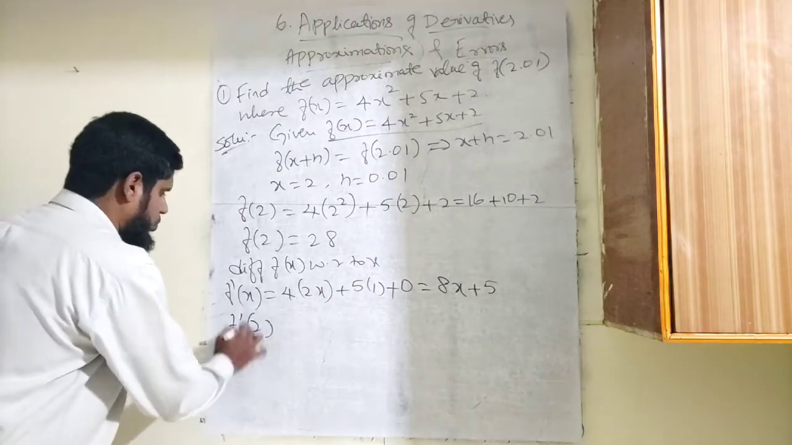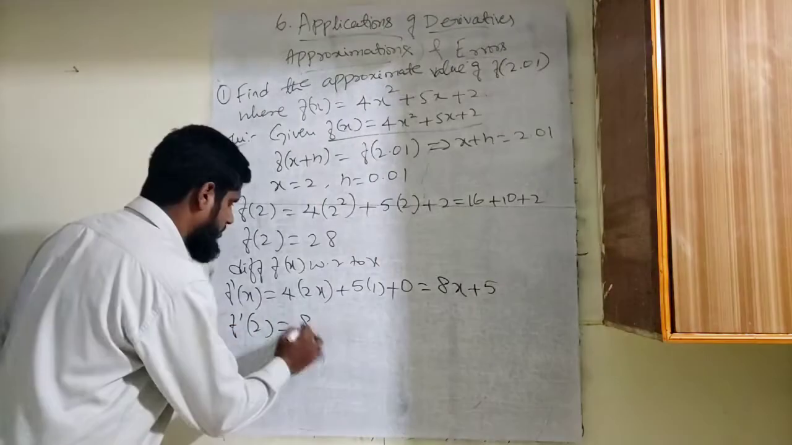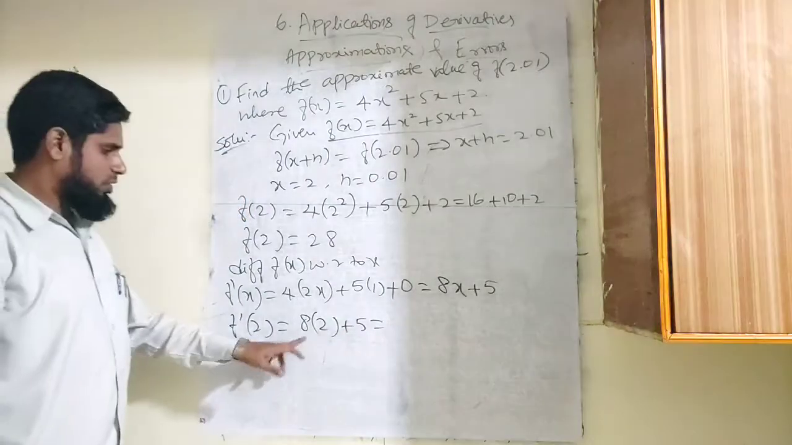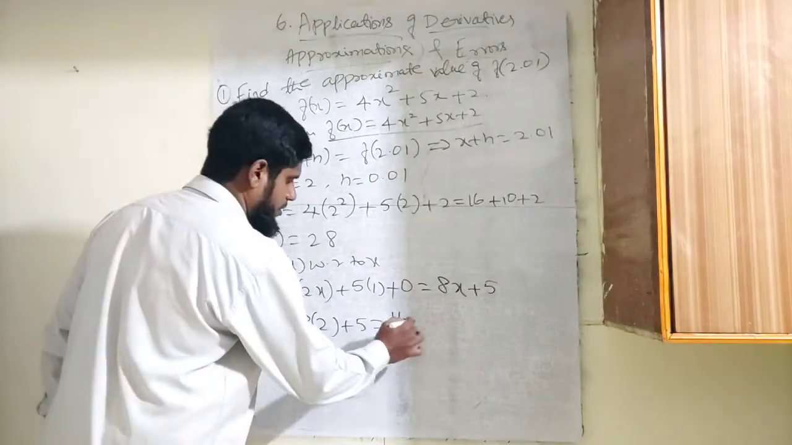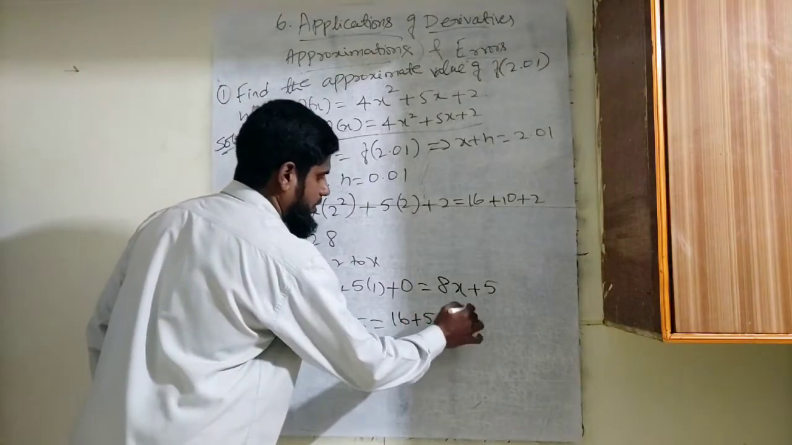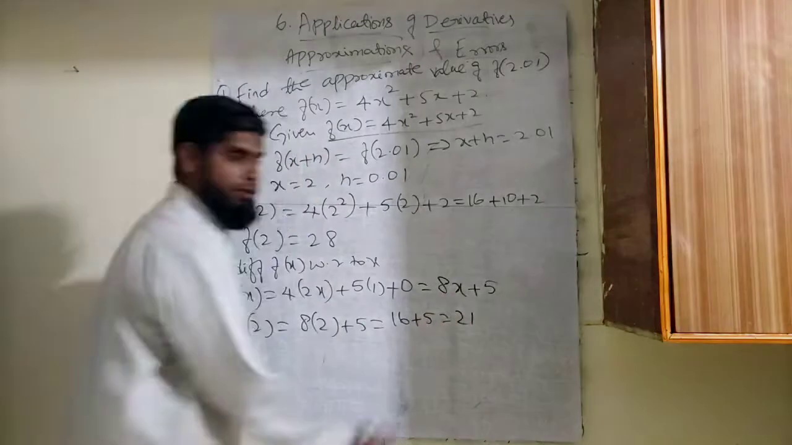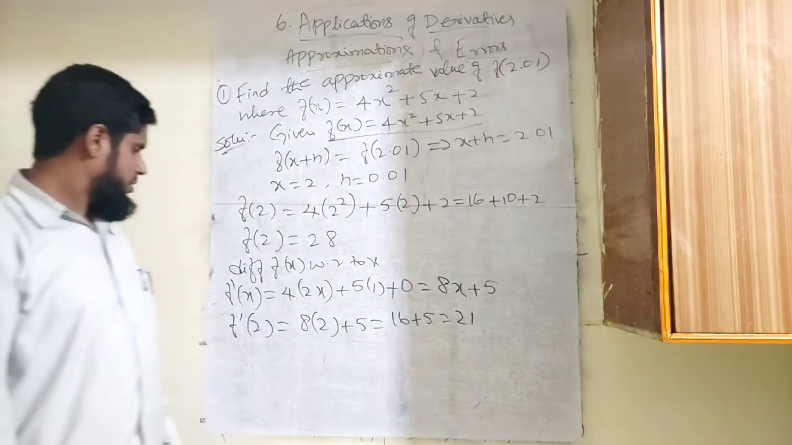f dash of 2 is equal to 8 into 2 plus 5. It is 16 plus 5. It is 21.